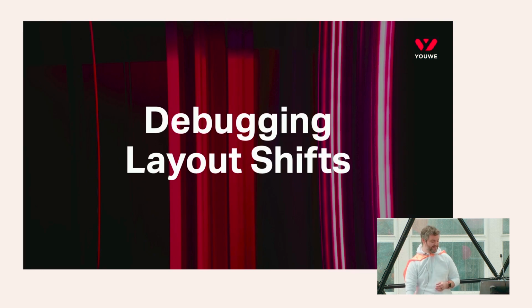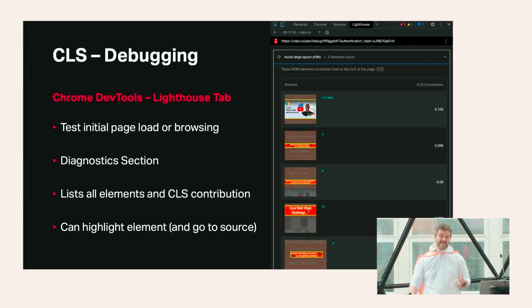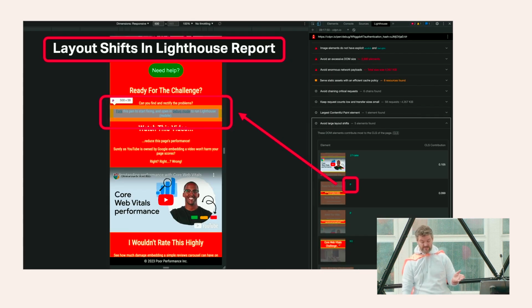Next, I'd like to look at debugging layout shifts. So CLS can be quite tricky, can be quite hard to find the issues, but it's also quite easy to fail. So let's just have a quick look at the different things you can do. First off, when you run a Lighthouse test, in the diagnostic section you just get a list of all the areas on the page that have been affected by a shift. You can hover over them, and it will show you where they are on the page, and you can click through to the source code.